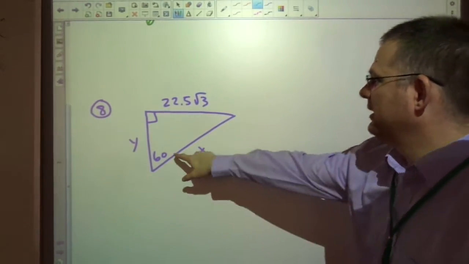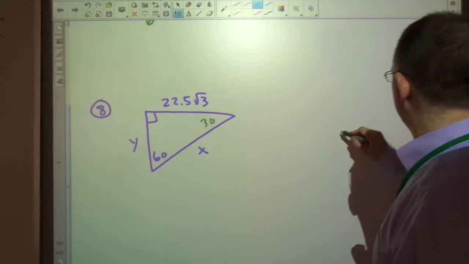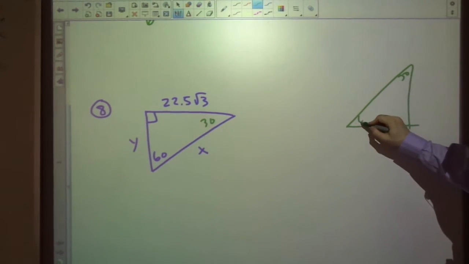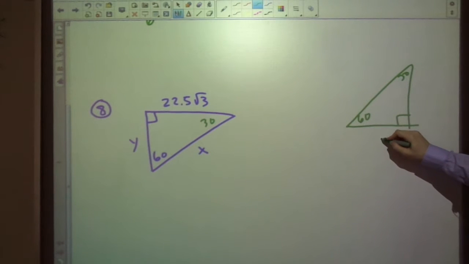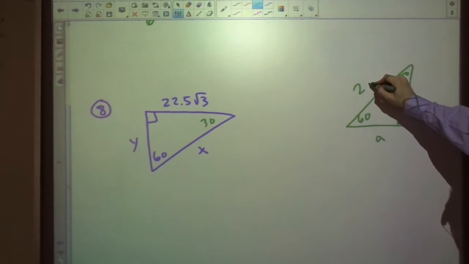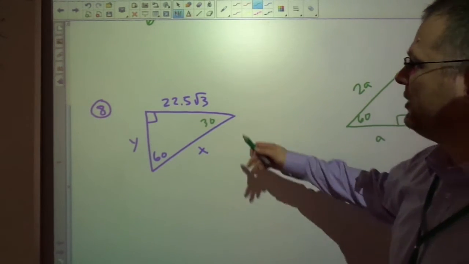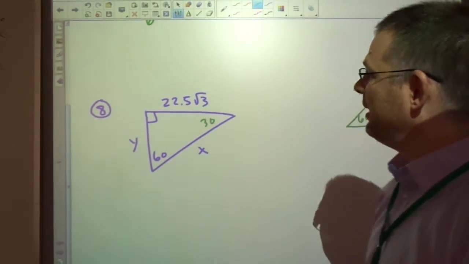This is a 60 degrees, which means this one has to be 30 degrees. So let's look at our 30, 60, 90. If this is 30 and 60 and 90, the small side is a, the hypotenuse is 2a, the big side is a radical 3. So here's my small side, here's my big side, and here's my hypotenuse.